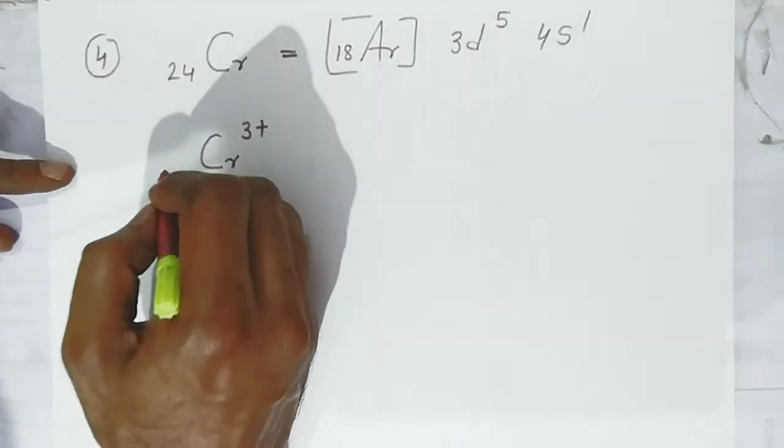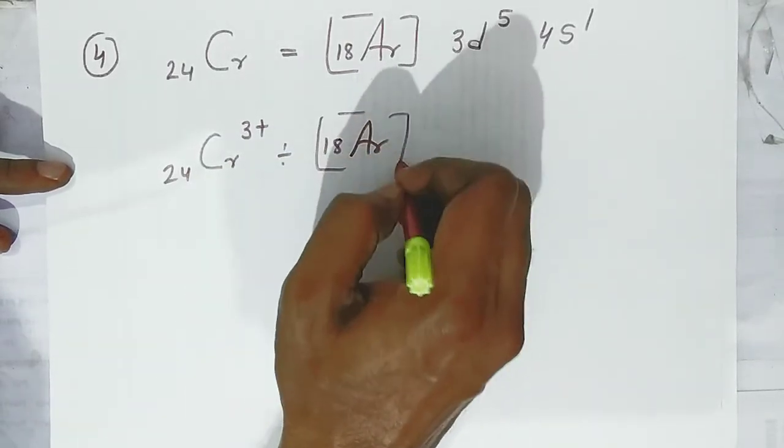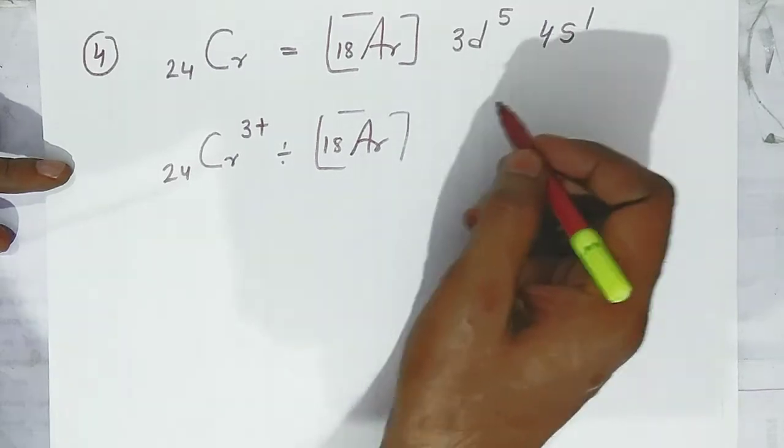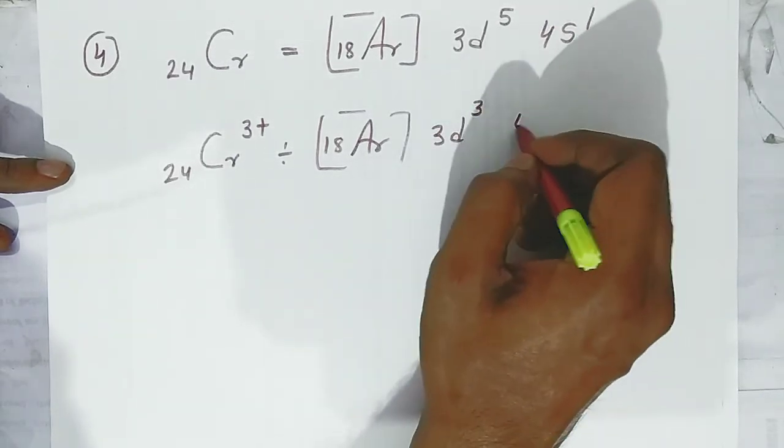Now what happens, students, when chromium forms the compound chromium 3 plus? When 3 electrons participate, argon 18. Now out of 6 electrons, 3 electrons are used in the formation of bonds. Now 3 unpaired electrons will be present in the 3d orbitals. 4s will be 0.